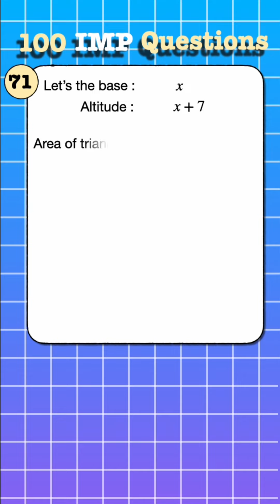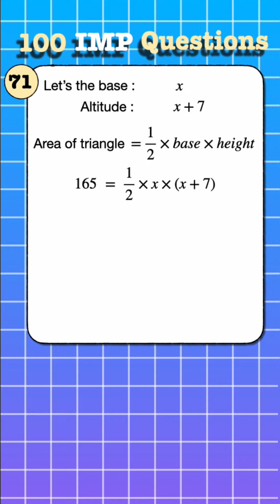Now area of the triangle is 1 by 2 base into height. So area of the triangle is given to you 165, that is equal to 1 by 2 into x plus 7. So transfer to the left hand side, 165 into 2 is 330, that's equal to x into x plus 7. So if you open the bracket, you will get x square plus 7x minus 330 equal to 0.